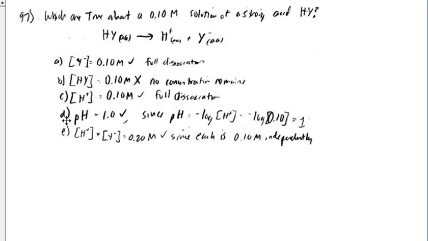That's a full dissociation. Part D, you're asked if the pH is 1. That's true. If the concentration of the hydrogen ion is 0.1, you do the negative log of that, you're going to find, bang, that pH is 1. And then in part E, you're asked to find out if the concentration of H plus plus Y minus is 0.2 molar. Each concentration is 0.1 independently, so sum them up together and you should get a concentration of combined H plus and Y minus that is, in fact, 0.2 molar.